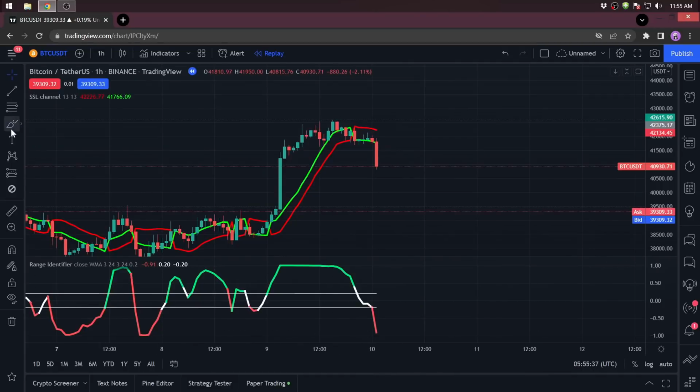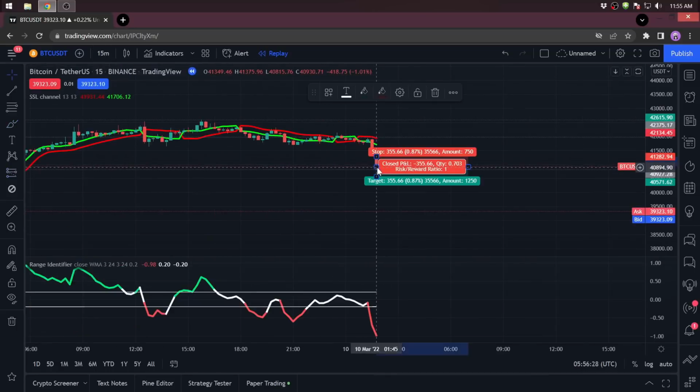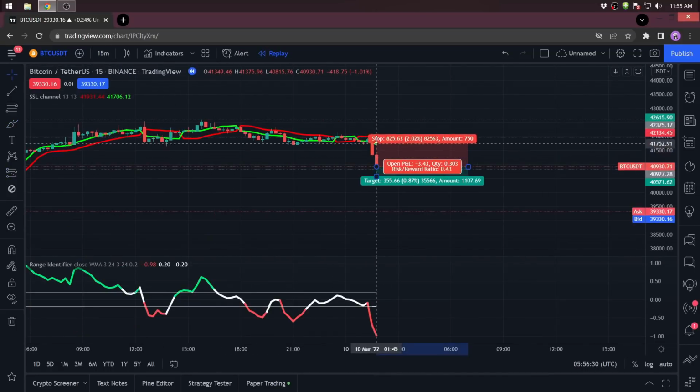In this chart you can see the red color SSL line is successfully crossing up the green color SSL line, and at the same time the range identifier range line stays below the lower threshold zone, and the range line is red. That means it's our sell signal and our entry point for a short position. So we come back to the 15-minute time frame and take a short position here, and our stop loss will be the last swing high.